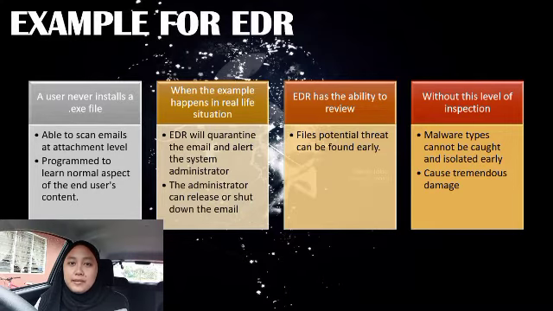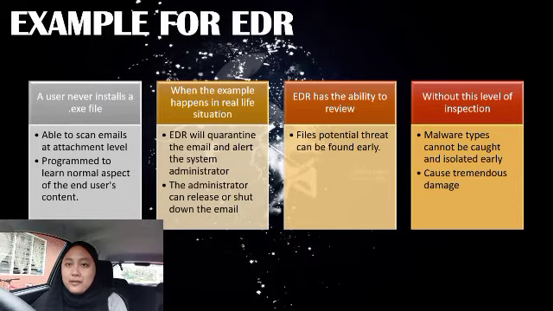The example I picked is where a user has never installed an .exe file on a company file. EDR assumes malware has been added by an outside threat. As EDR is able to scan email at the attachment level, it can see an email from a legitimate user with a normal .xls attachment. From past inspection, EDR is programmed to learn the normal aspects of the end user's content.